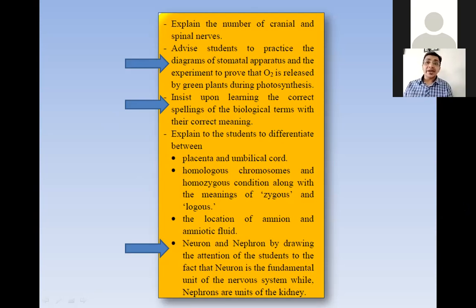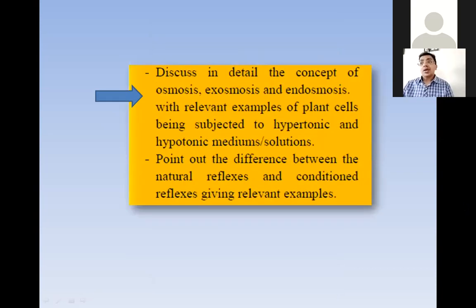Not only that, draw the attention of the students to the fact that the neuron is the fundamental unit of the nervous system, while the nephron is that of the kidney. Okay. Next is to discuss in detail the concepts of osmosis. You should know what osmosis is very well, right?